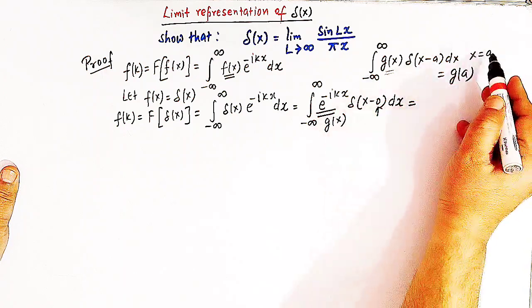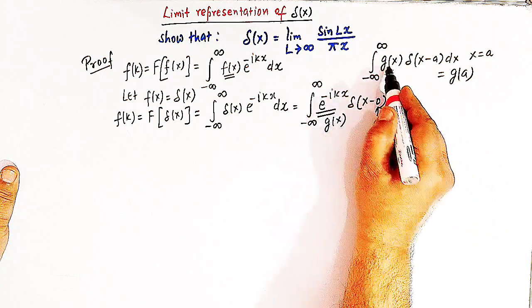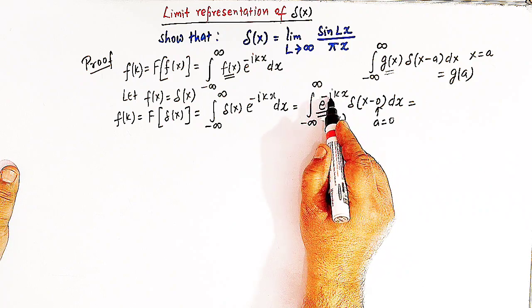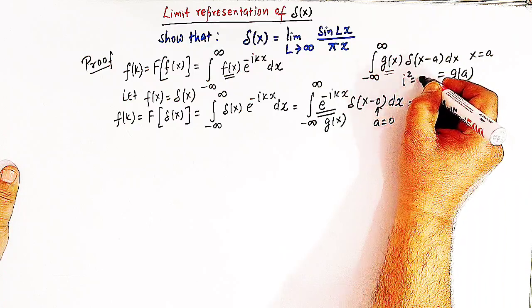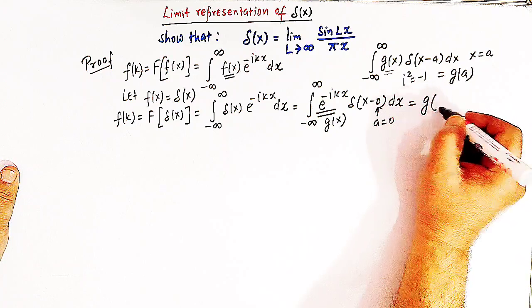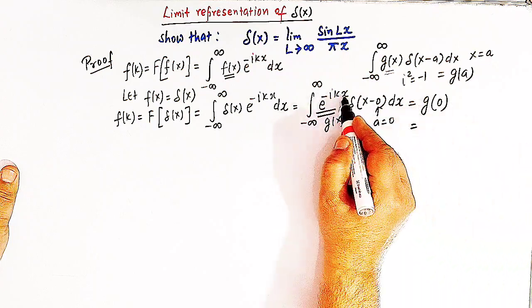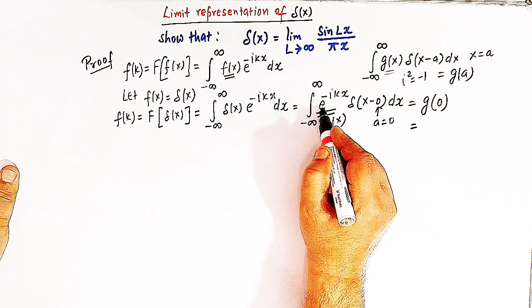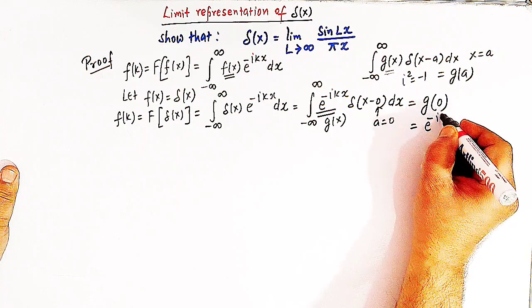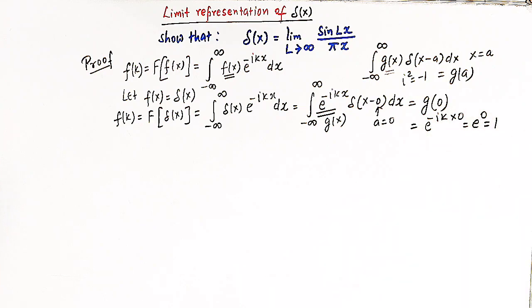So here we have the value of a as 0, and the function is g(x), that is, e raised to minus i k x, where i is iota, i squared is equal to minus 1, right? So the value of this integral is g(0), right? And we can obtain g(0) by taking x equal to 0 in this function, that is, e raised to minus i k x. So we have e raised to minus i k times 0, so we have e raised to 0, that is equal to 1, right?